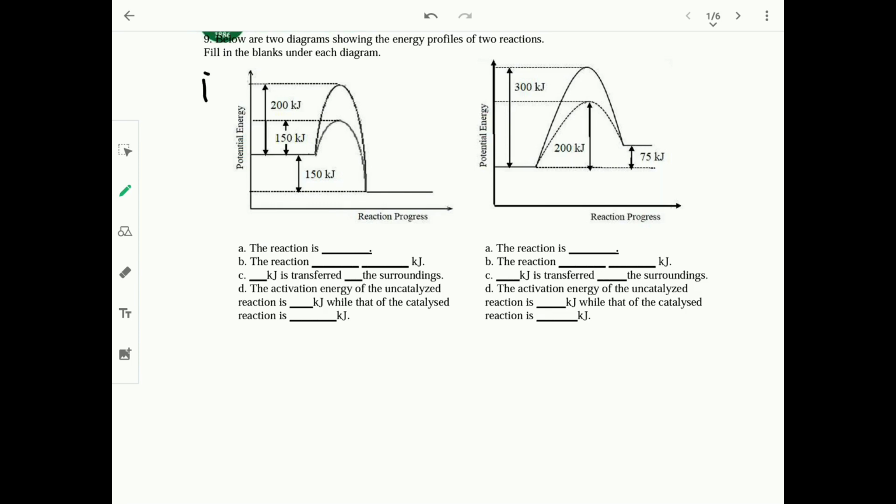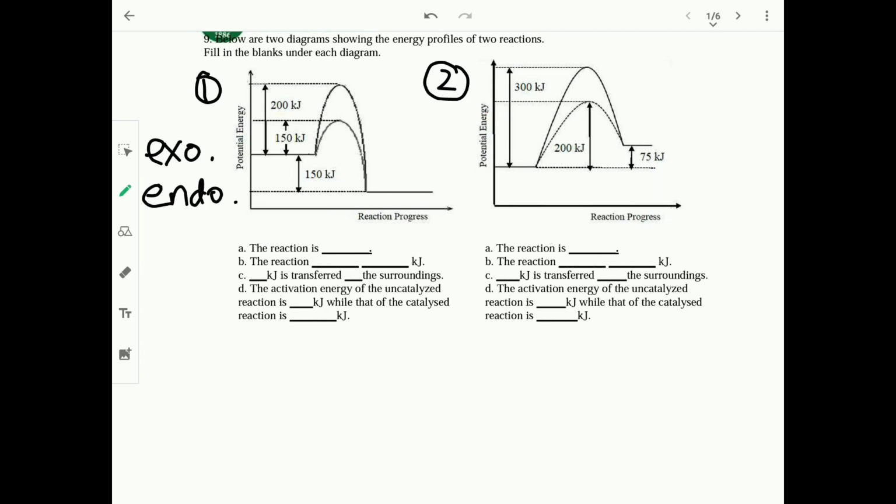I'll call this reaction 1, reaction 2. Let's do reaction 1 first. Part A asks us what is the reaction type. So we know there are two reaction types, either exothermic or endothermic. This reaction is, now looking at the graph, we can see that the energy is decreasing. Where is this energy going? Now the energy is being released, right?